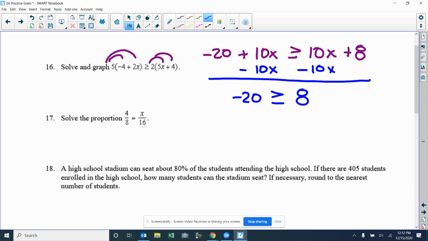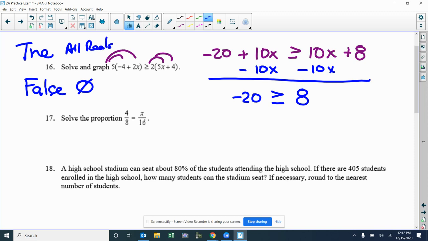So I ask myself, is that a true statement, or is that a false statement? Is -20 bigger than 8? No. So what does that mean? Remember, put in your notes: if it's false, no solution. If it's true, all reals. I have a question.